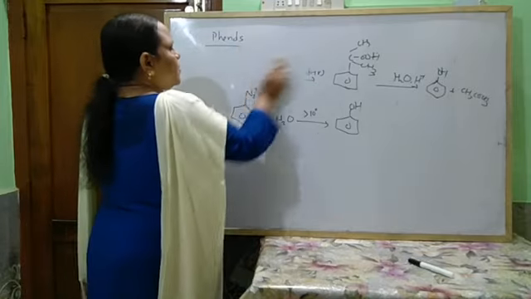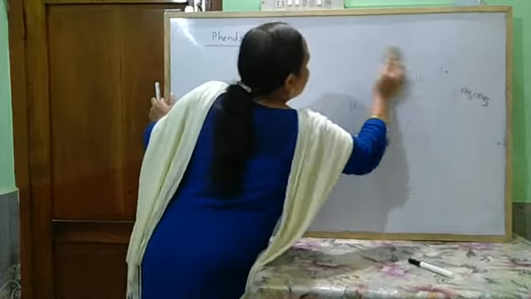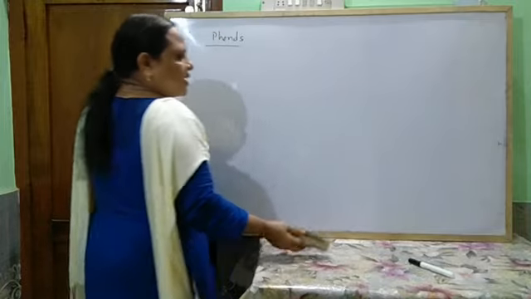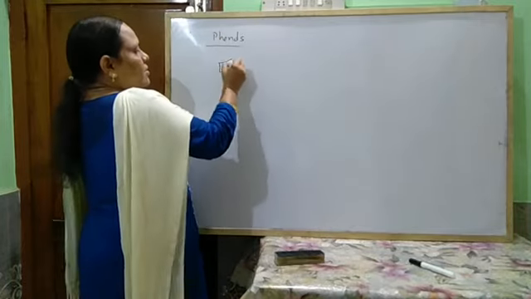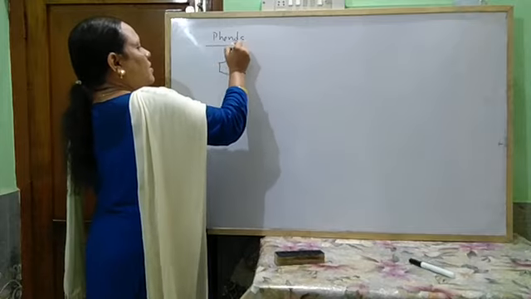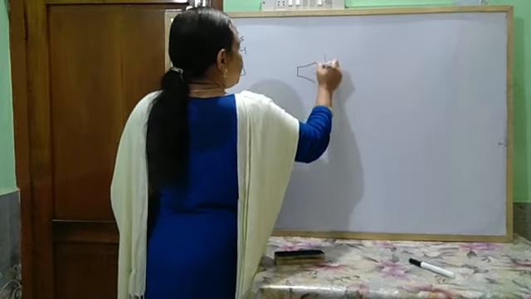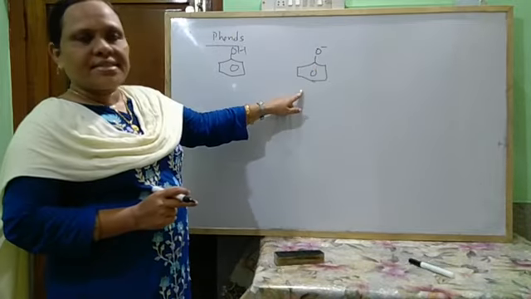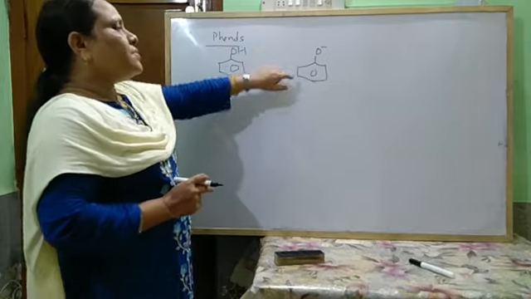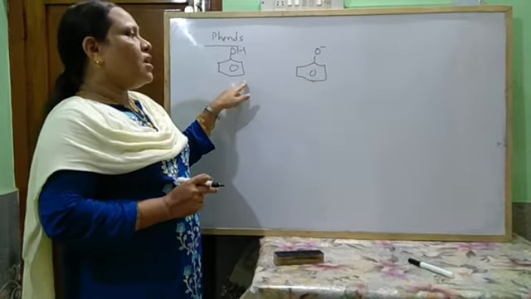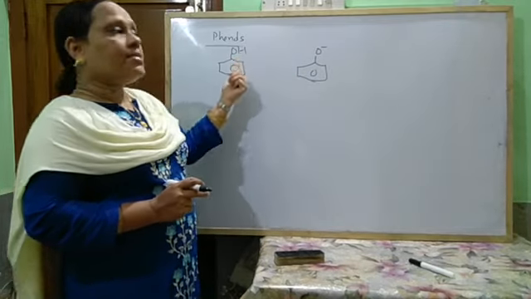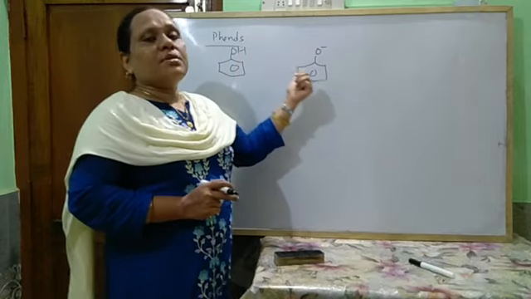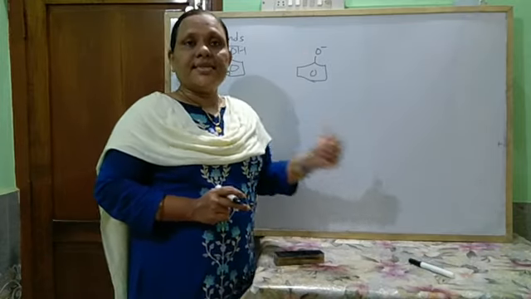Next, come to properties. Phenol is acidic in nature because the phenoxide ion is more stable. This is phenol, and after giving one H plus ion, it forms the phenoxide ion. Both phenol and phenoxide ion are resonance stabilized, but the phenoxide ion is more stable than phenol because there is no charge separation, whereas in the resonance structures of phenol there is charge separation. By giving one H plus ion it becomes more stable, hence phenol is acidic in nature.